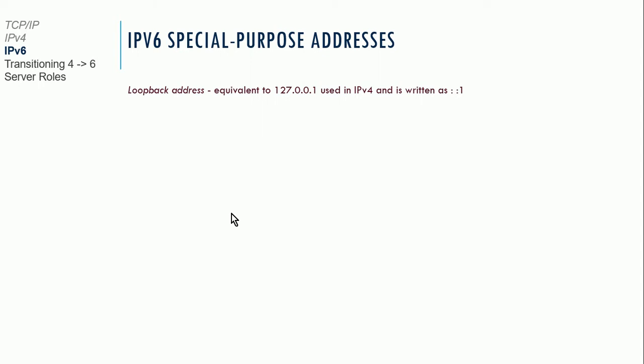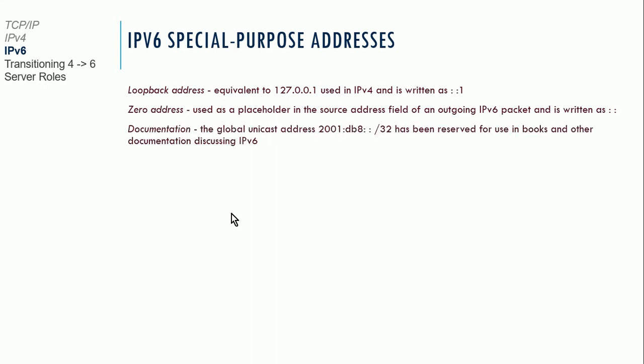So a loopback address, we do have loopbacks in IPv6, just like in IPv4. In IPv4, it's 127.0.0.whatever. In IPv6, it's ::1 for the loopback address by default. So documentation, the global unicast address is reserved for use in books and other documentation addressing IPv6, so you can't use that range of addresses.